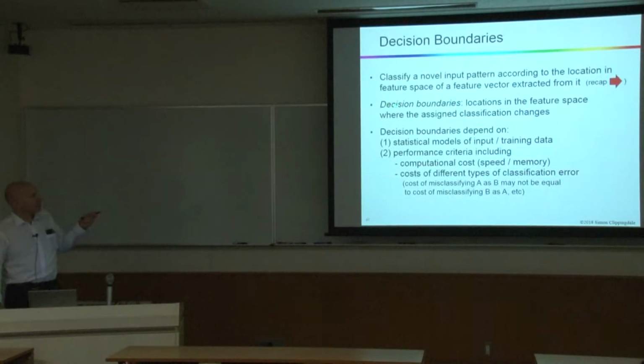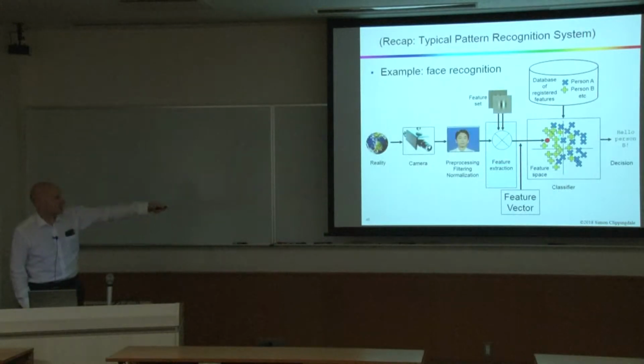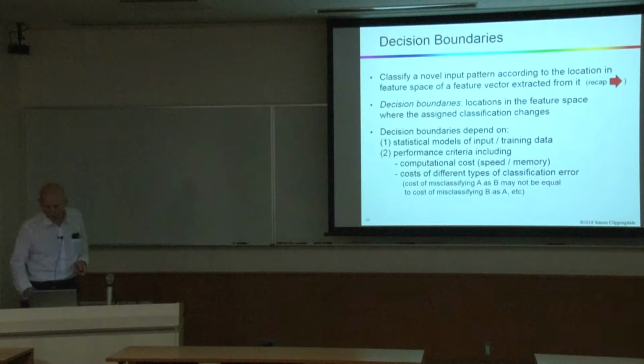Okay, and the way that's done implicitly uses decision boundaries, which are locations in your feature space where you decide the classification changes. So in this case, it might be, for example, a line somewhere down here that you might use in the most simple case to separate the A's from the B's. Or you might choose a slightly more complicated curved boundary if you don't mind doing a bit more computation, etc.